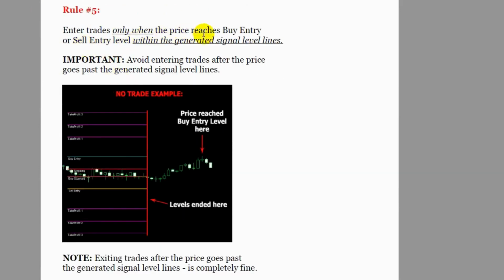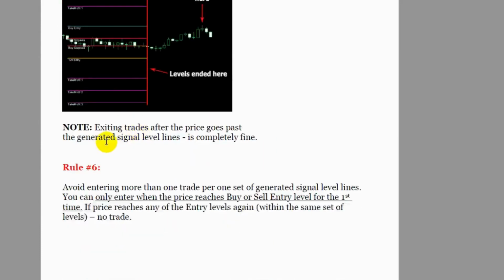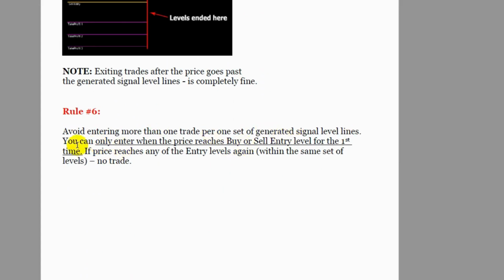Enter trades only when the price reaches the buy entry or the sell entry level. This is a little bit different than normal Fibonacci. With normal Fibonacci, we're trading pullbacks. This is a little bit different. Again, avoid entering more than one trade per one set of generated signal level lines.